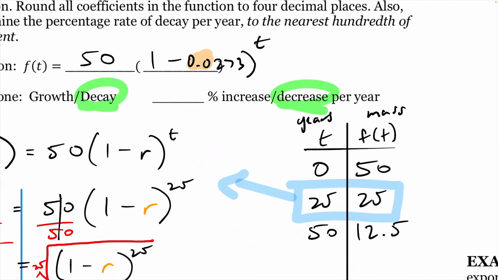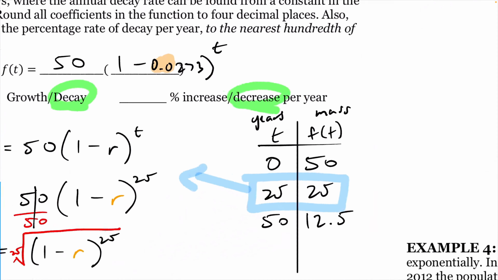Change that to a percent. Which percent is it going to be? 2.73, right? You take that number times 100, and you get 2.73%.